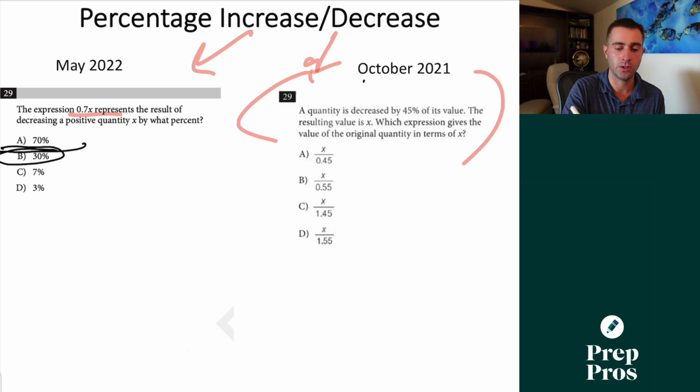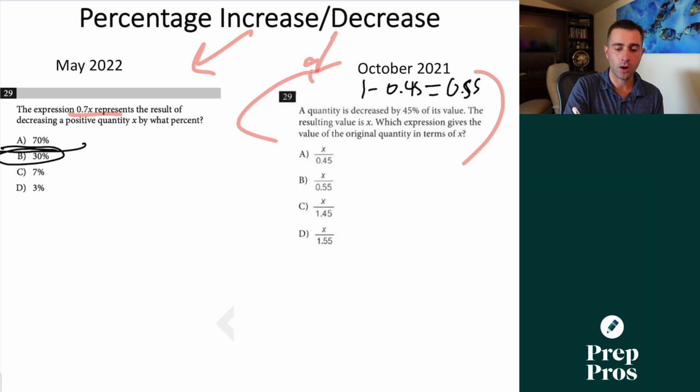So the first thing I would do is 1 minus 0.45, and this is going to equal 0.55. That's going to show us a 45% decrease. The resulting value is x. Which expression gives the value of the original quantity in terms of x?